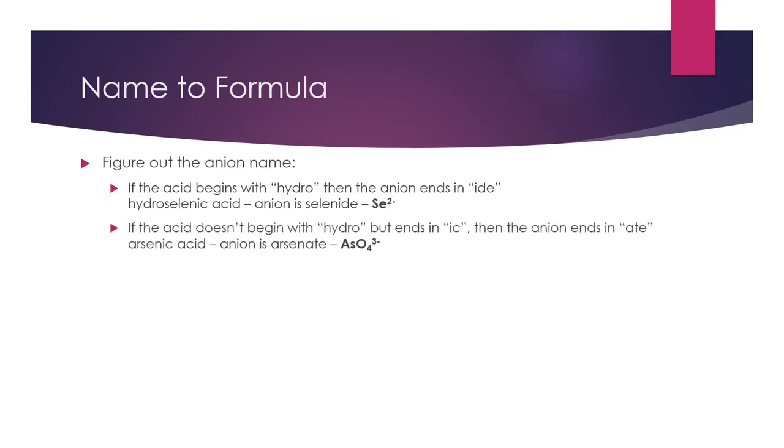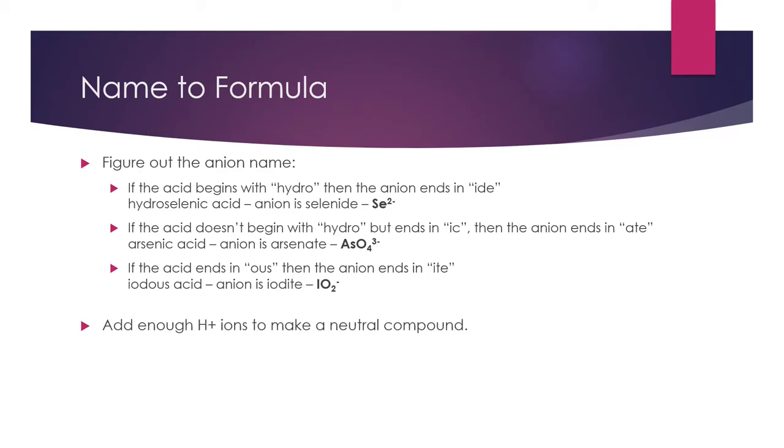If the acid doesn't begin with hydro but ends in "ic", then the anion ends in "ate". So if you're given arsenic acid, the anion is arsenate, which is AsO4 3-. If the acid ends in "ous", then the anion ends in "ite". Iodous acid, the anion is iodite, which is IO2-.